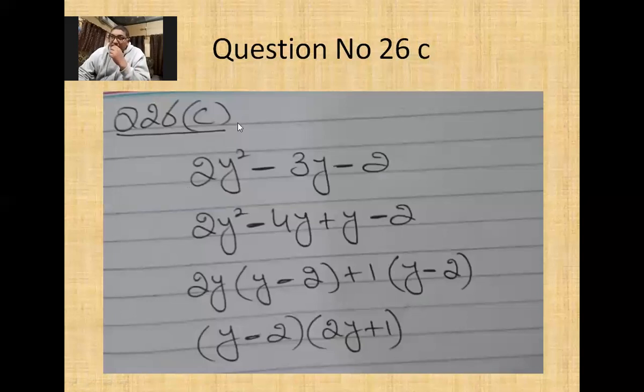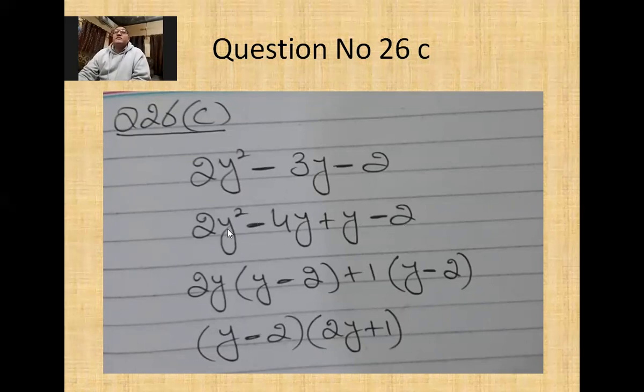We have to factorize. If you multiply these two extreme terms, you get 4. If you write the factors which give you 4, that will be 1 into 4 is 4 and 2 into 2 is 4. But we want a pair which by subtraction will give you minus 3y. So the pair you can select is 4 and 1. And because you want minus 3, I will select minus 4 and plus 1. When you multiply them, that gives you minus 4. When you add them, that gives you minus 3. So 2y square minus 4y plus y minus 2.